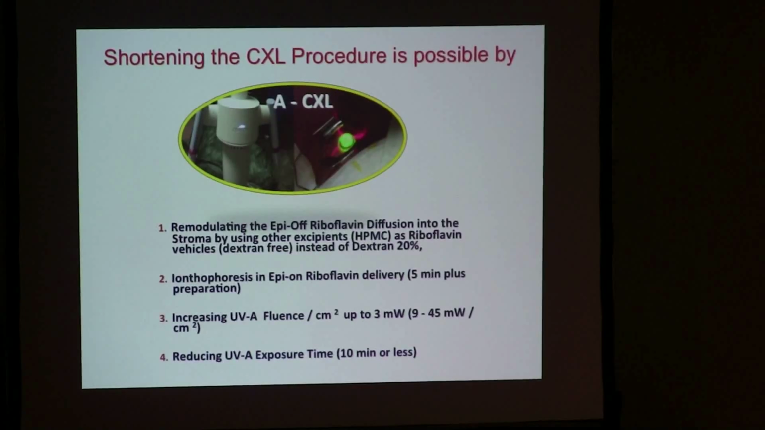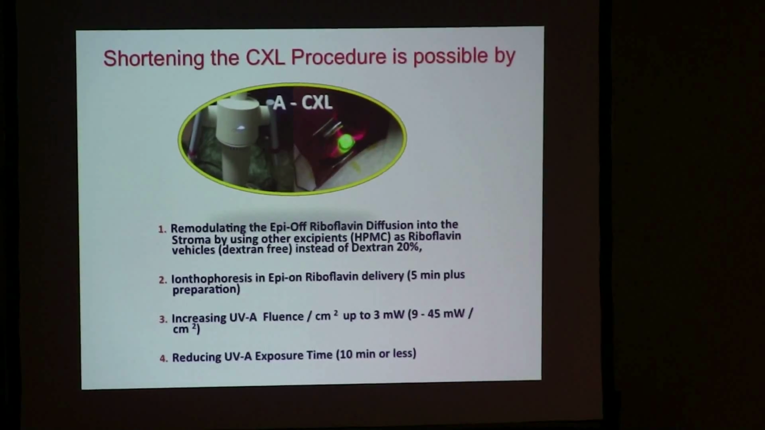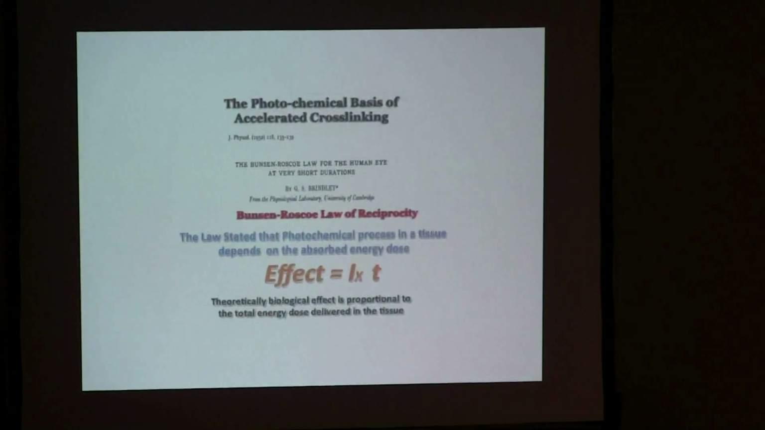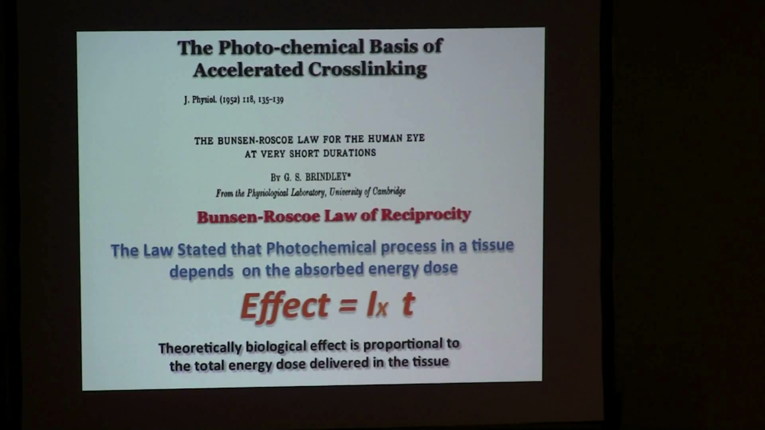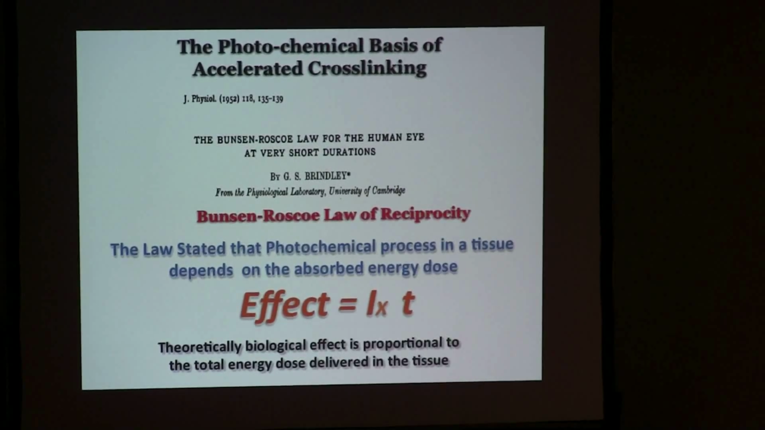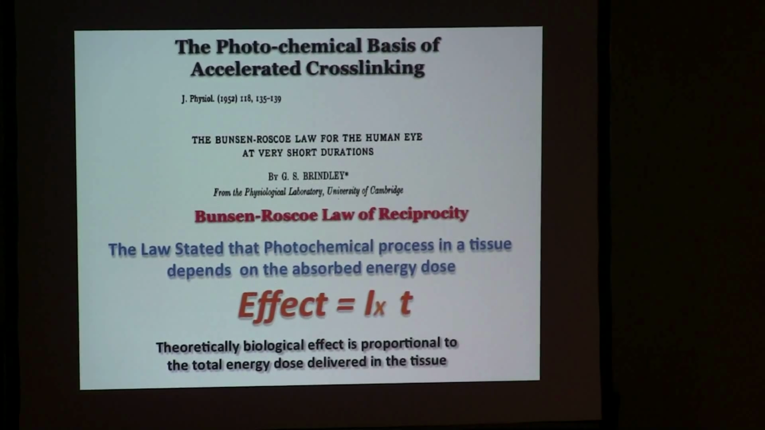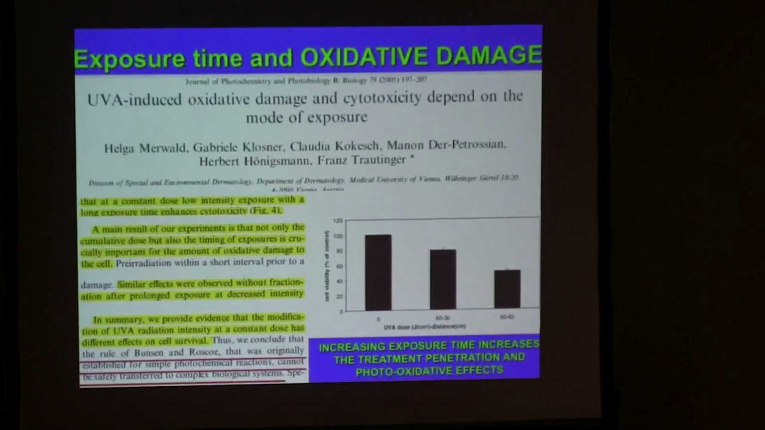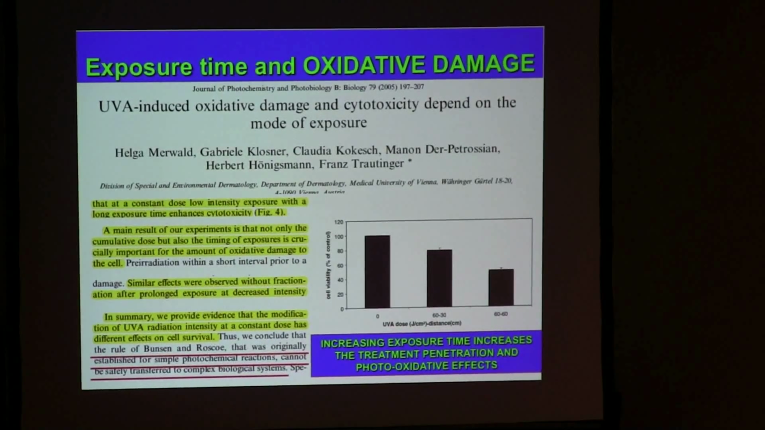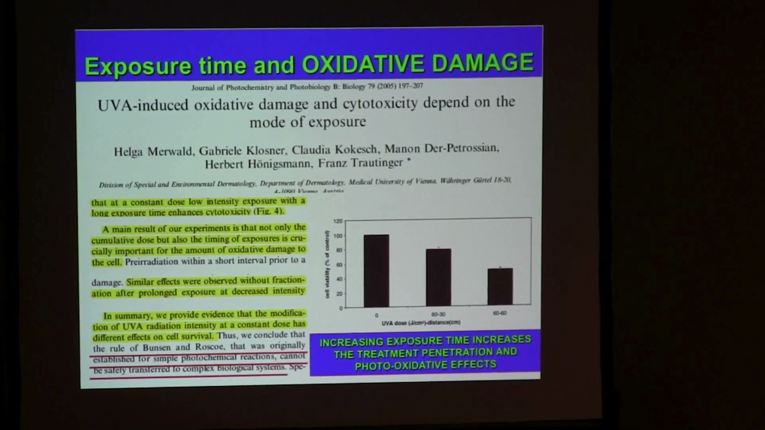Shortening the procedure is possible by remodulating the diffusion of riboflavin, using, for example, iontophoresis, and increasing the fluence and reducing the UVA exposure. But you always have to consider the Bunsen-Roscoe law of reciprocity, which tells us that essentially the tissue absorbs energy, not power. But this is slightly different in the biological environment, because we observed that increasing the exposure time increases the penetration of the treatment.